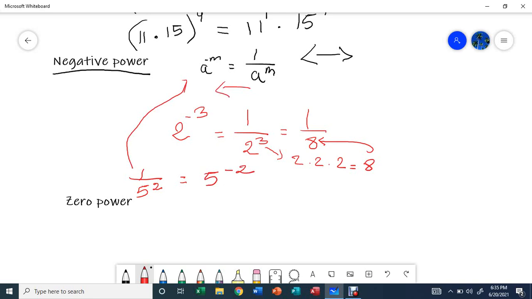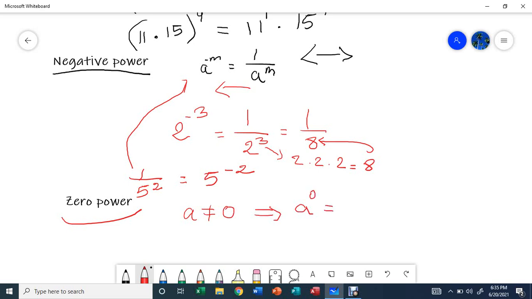Now let's move on to another rule. It's called the zero power. So zero power is basically for a number a that's not equal to 0. Any non-zero number, when you raise it to 0, you're just going to get 1.